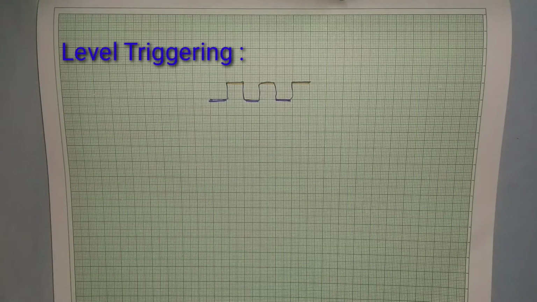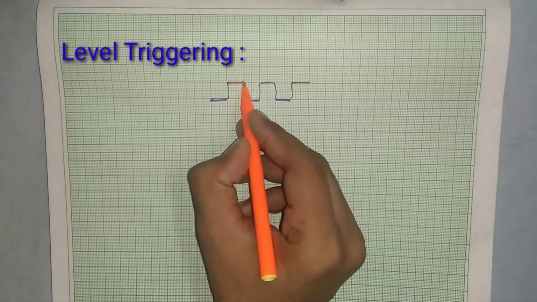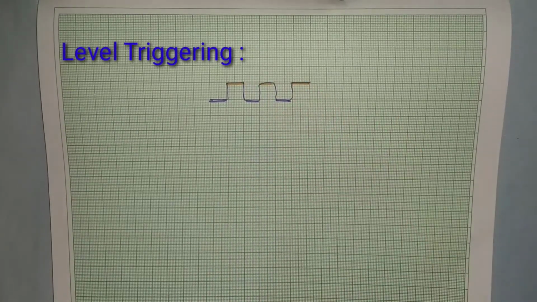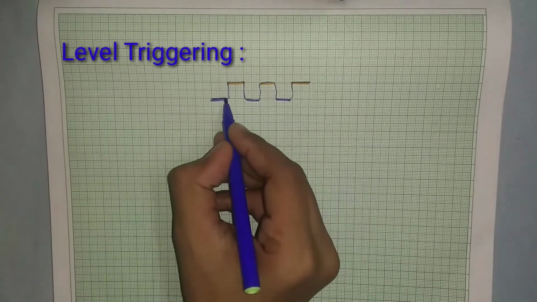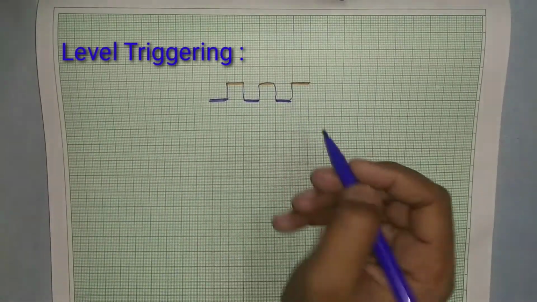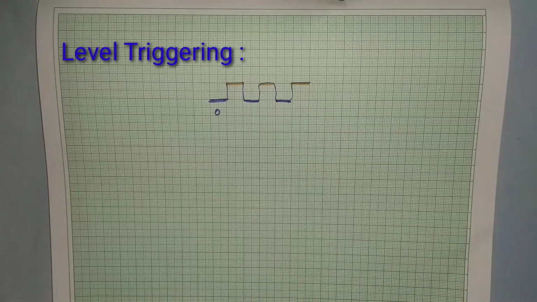So let's move on to our next topic, which is level triggering. Level triggering implies that a circuit is being switched on or triggered during the positive or the negative level of the clock signal. There are two types of level triggering depending on the voltage level of the clock signal. The first one is positive level triggering, which will occur over here, and over here, and the second one is negative level triggering, which occurs when the signal becomes low, or we can say when the signal is zero.